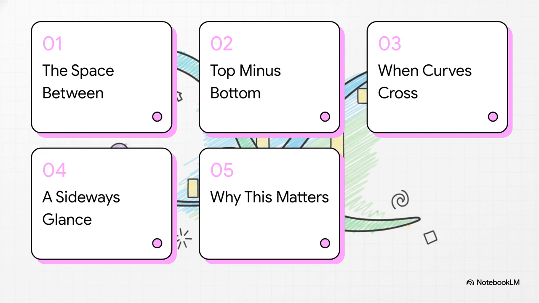So here's the game plan. We'll start with the basic intuition behind it all, then we'll build the main top minus bottom formula. After that, we'll see what to do when things get messy and the curves cross over. Then I'll show you a really cool trick, a sideways glance, to solve tough problems. And finally, we'll talk about why any of this actually matters.